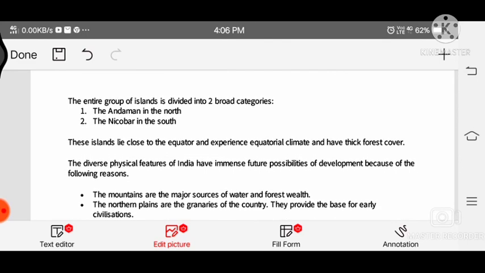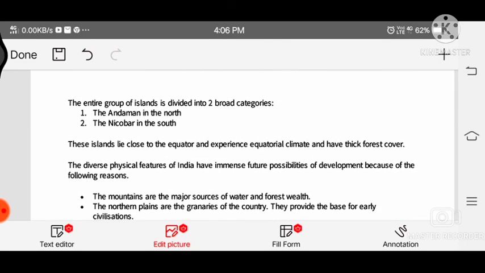And the second group is the Andaman and Nicobar. The entire group of islands is divided into two broad categories: Andaman in the north and Nicobar in the south. These islands lie close to the equator, experience an equatorial climate, and have thick forest cover.